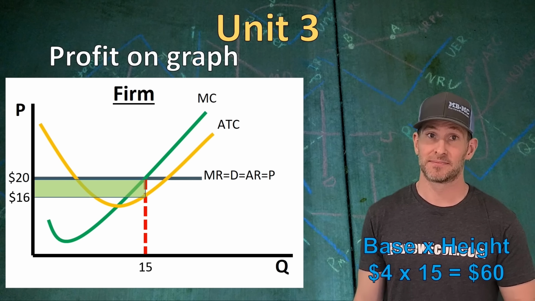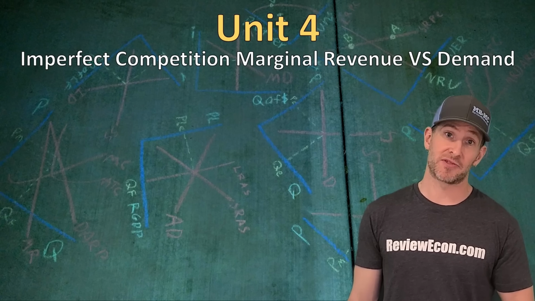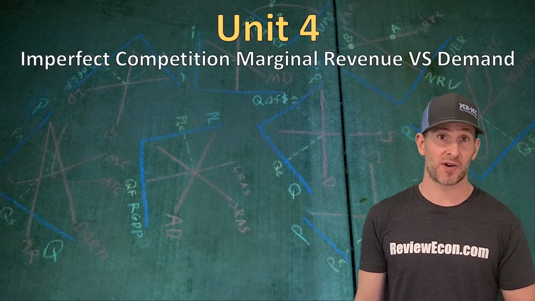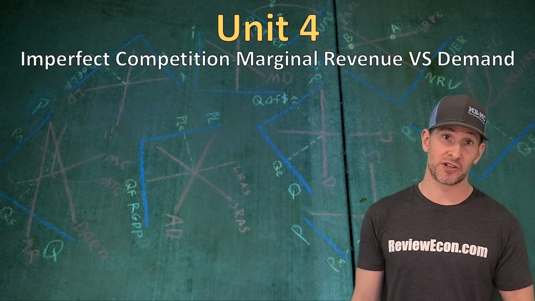Now in Unit 4, there isn't a whole lot of new math. Most of the math has been covered in previous units. But one of the new things is the difference between the marginal revenue and the demand. Since single price monopolies reduce the price on all units produced, as they produce more, that will cause there to be a difference between the marginal revenue and the demand.